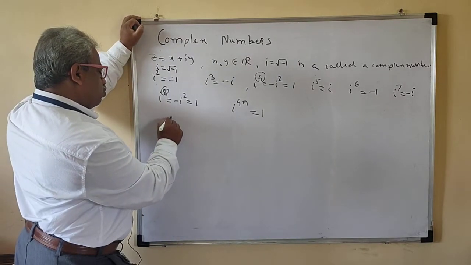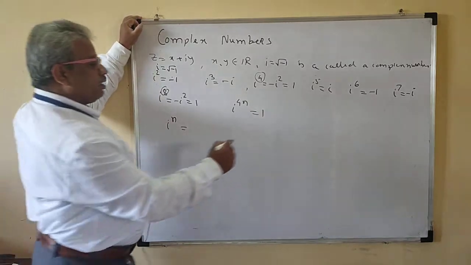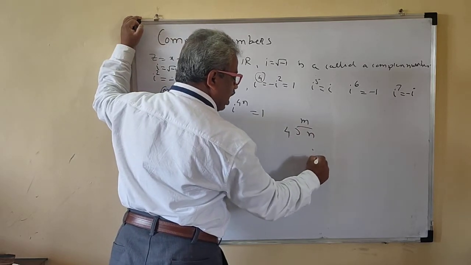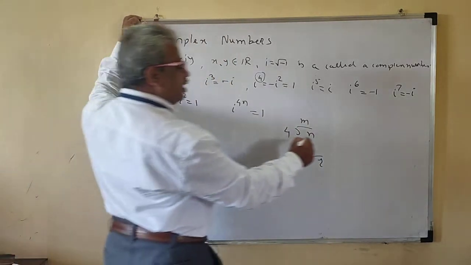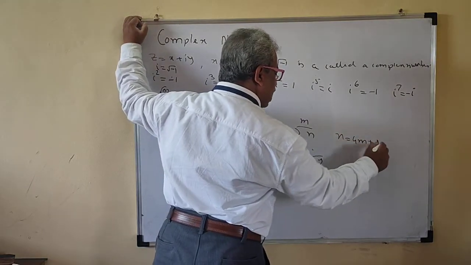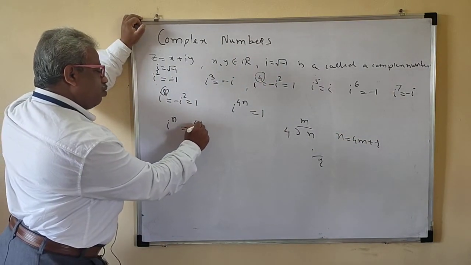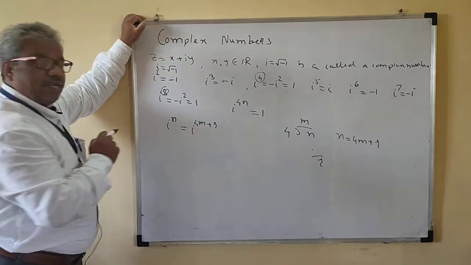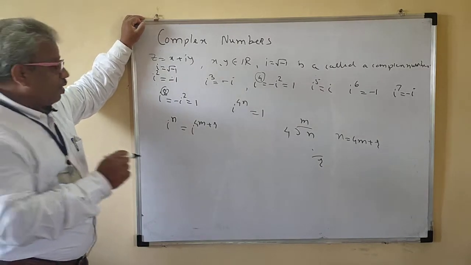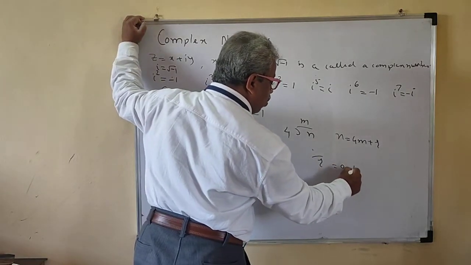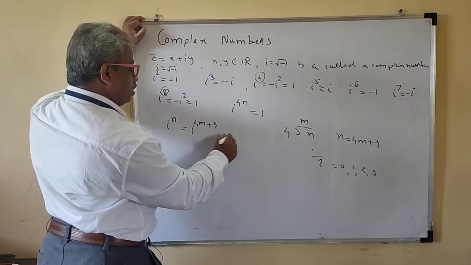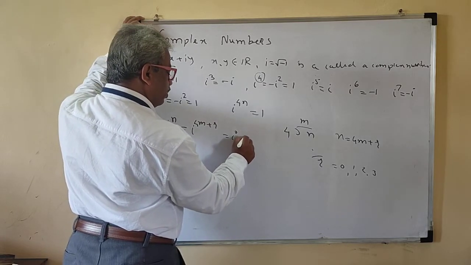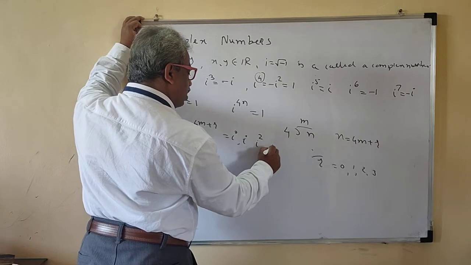So if you want to find i to the power n, what you have to do? Divide n by 4. Suppose m is the quotient and r is the remainder. Then you can write n is equal to 4m plus r. So this is i to the power 4m plus r, where r is the remainder when n is divided by 4. So possible values of r are 0, 1, 2, 3. That means i to the power 0, or i to the power 1, or i square, or i cube.